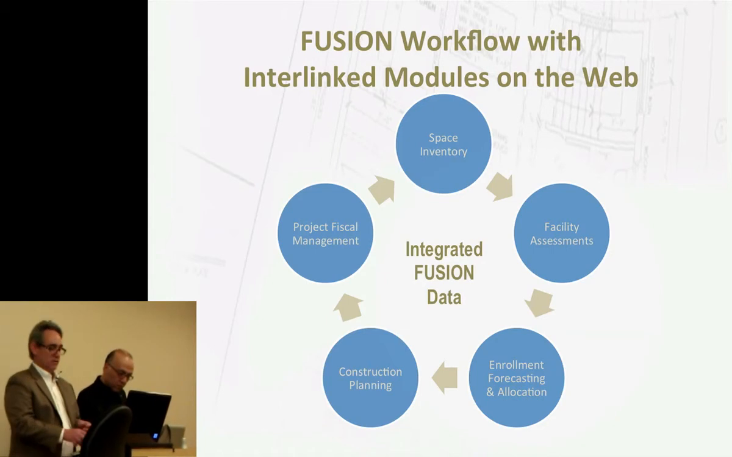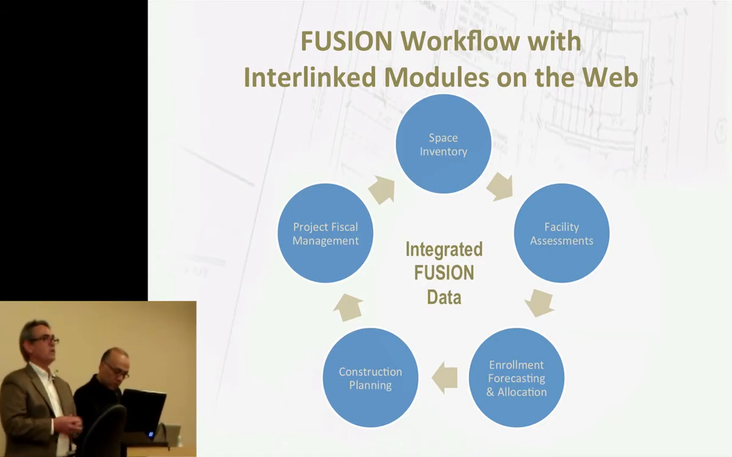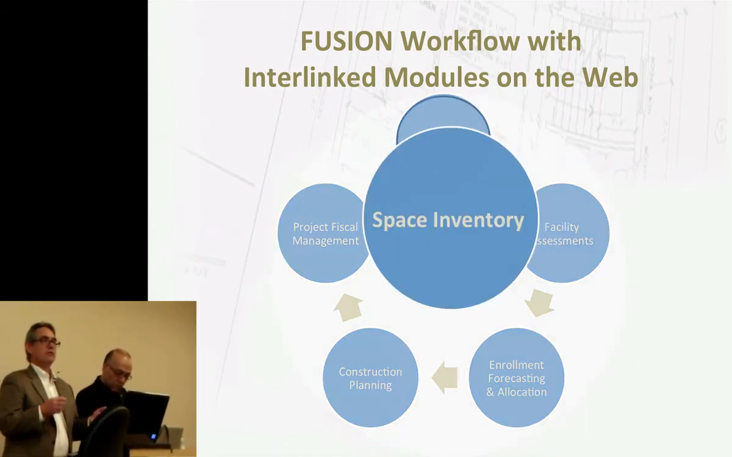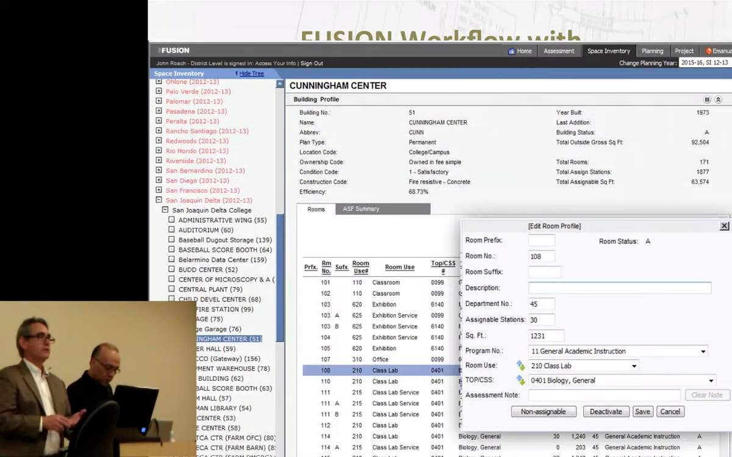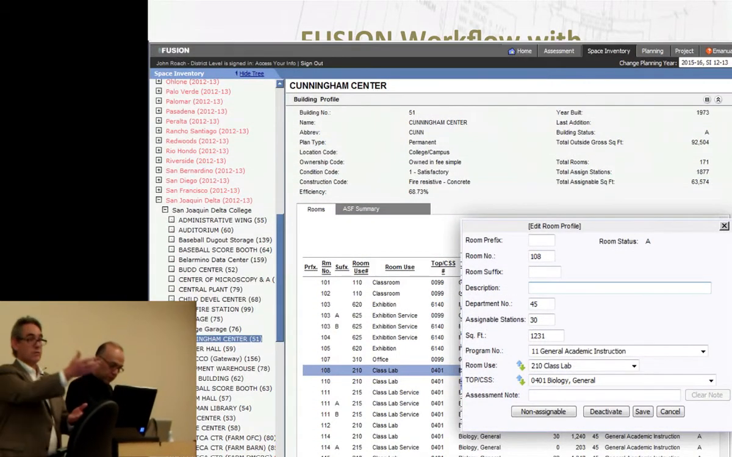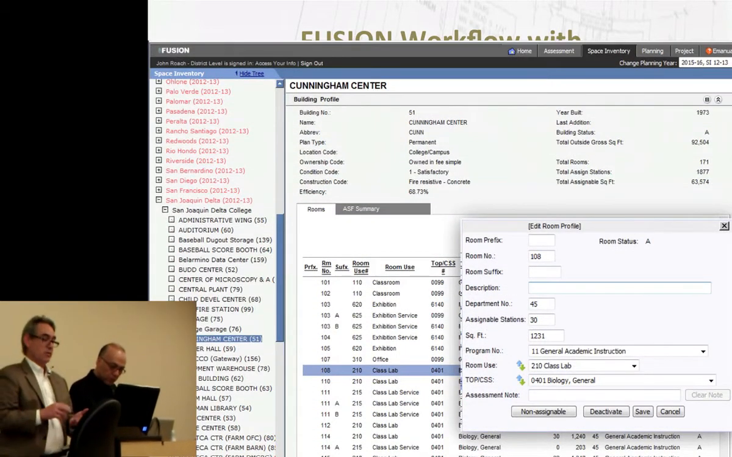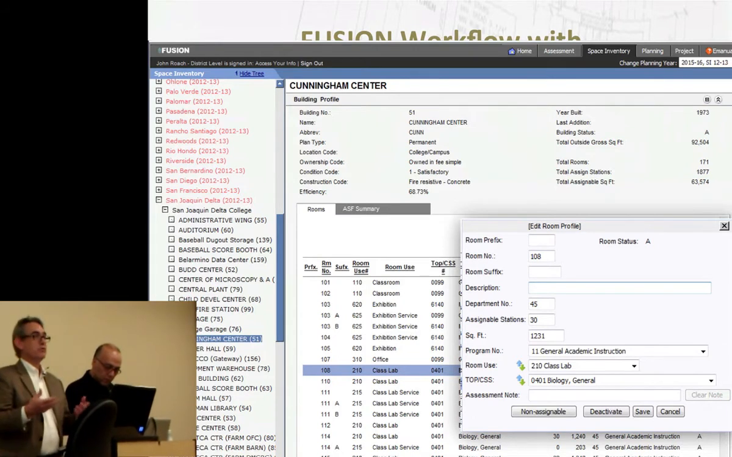It starts with a space inventory module. Annually, the districts report on changes to the room level for each of the buildings and rooms on each of their campuses. It includes square footage, student station counts, how many seats are in the room. It includes room use codes, such as TOP codes, which is a taxonomy of program or a room use identifying an academic area. It also talks about what type of space it is, whether it's a lecture or lab space.